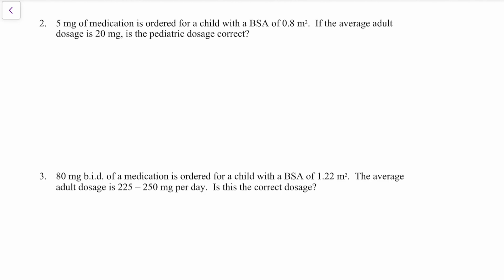Okay, 5 milligrams of medication is ordered for a child with a body surface area of 0.8 meters squared. If the average adult dosage is 20 milligrams, is the pediatric dosage correct? So the first thing we're going to do is figure out the child's dosage based on the formula. So we have 0.8 meters squared is the child in this case, divided by 1.7, and we're timesing by 20, which is the average adult dosage.